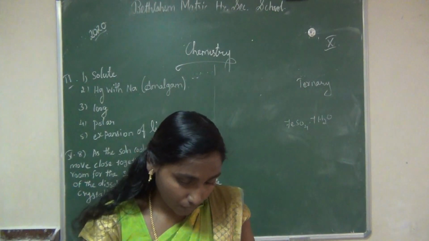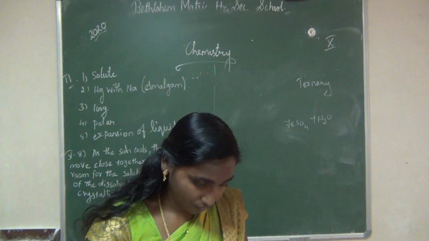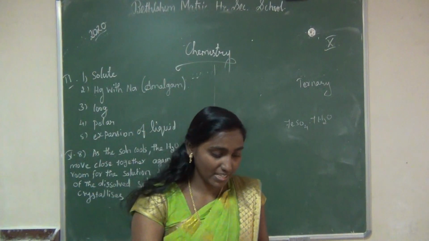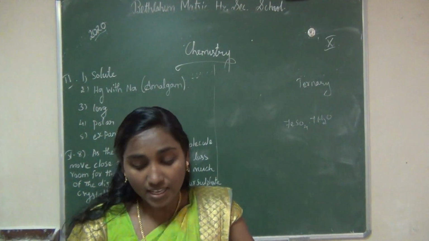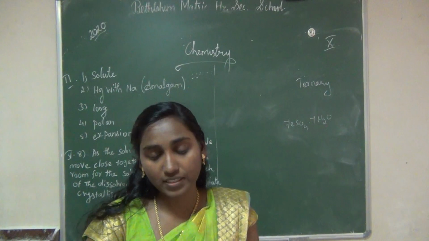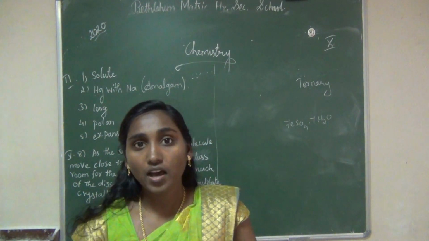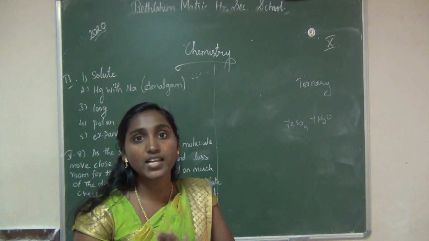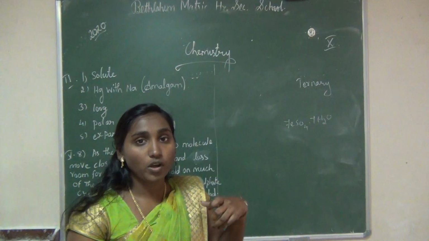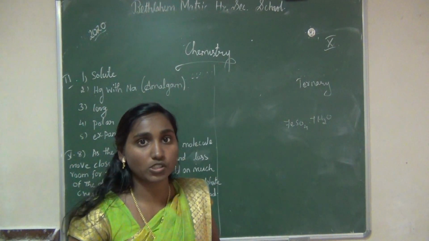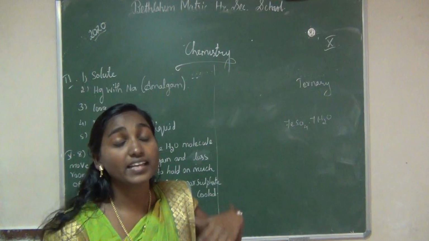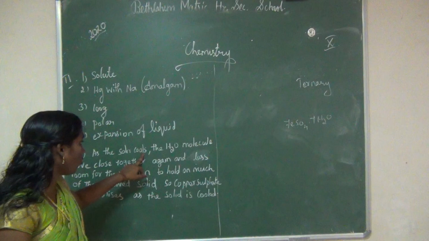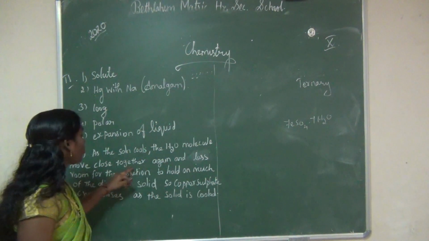The next question, 8th one, a hot saturated solution of copper sulfate forms crystals as it cools. Why? Actually, this copper sulfate is in a crystalline form, right? When we dissolve this copper sulfate in water, it changes into a copper sulfate solution in liquid form. Again we cool this copper sulfate solution, it will form a crystal. Again it will come back into crystal form. Why? Because as the solution cools, the water molecules move close together.